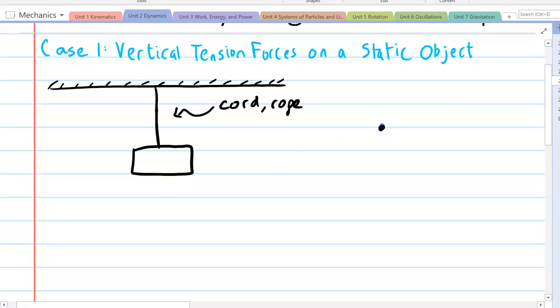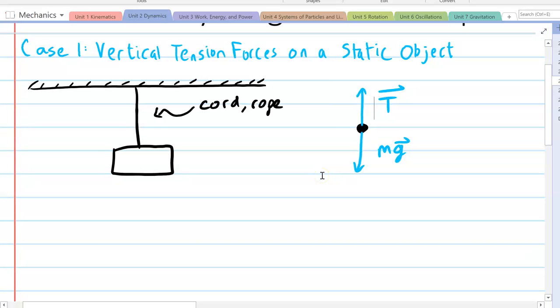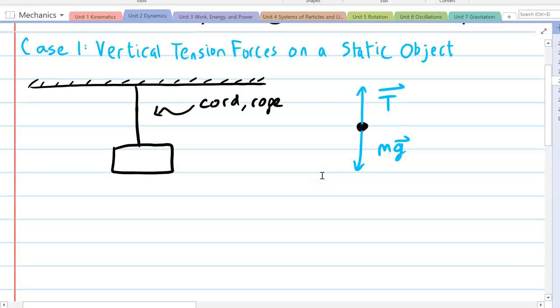Let's draw the free body diagram right here. The free body diagram is not too bad, right? We have a tension force going upwards, and then we have the weight of the object going downwards. I'm going to use capital T for my tension forces. I don't know if you use a different symbol, that should be fine. But I'm going to use capital T. And this one's pretty easy.